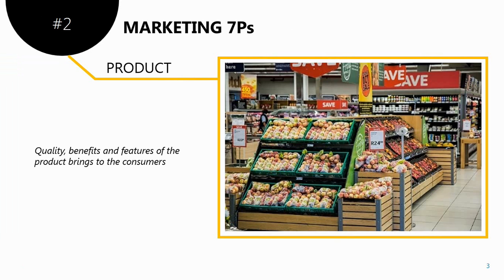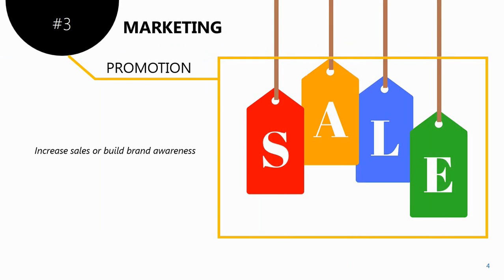The second P is product. It is about the qualities, benefits, and features the product brings to the consumer. The third P is promotion. This usually refers to advertising and promotion in an attempt to increase sales or build brand awareness.